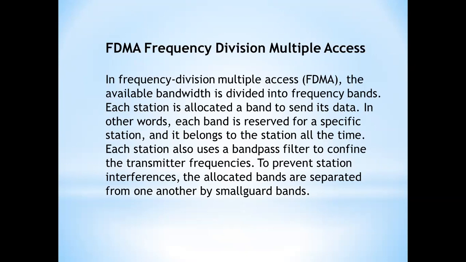FDMA is a data link layer protocol which uses FDM, that is frequency division multiplexing, at the physical layer. Guard bands are provided in between adjacent frequency slots. The guard band between the bands allocated to station 1 and station 2 will avoid the adjacent channel interference. FDM is used in cellular phone or satellite networks.